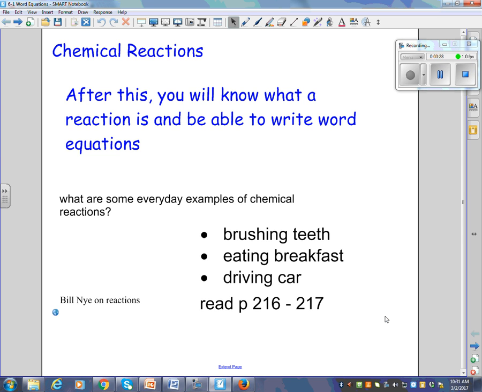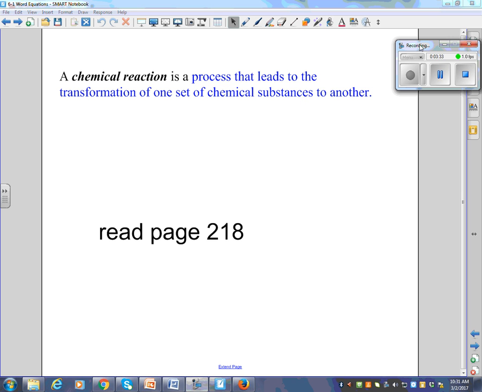Okay, so word equations. That's the next page, I think. So, what is a chemical reaction? Here's the definition. Write it down, everybody. A chemical reaction is a process that leads to the transformation of one set of chemical substances to another.